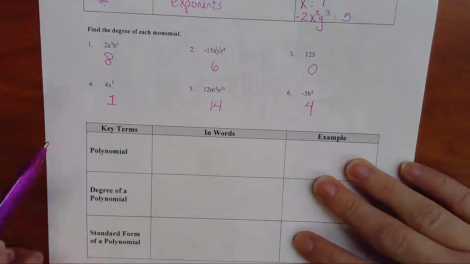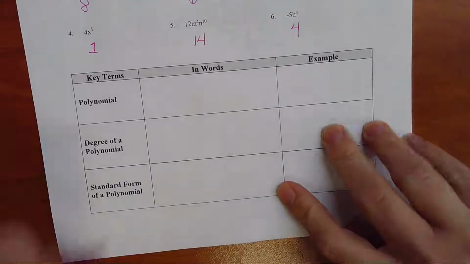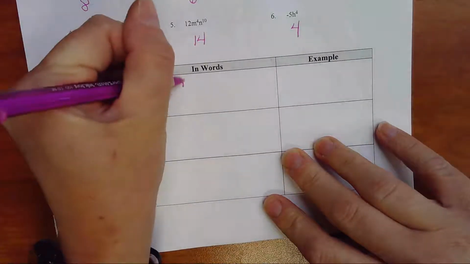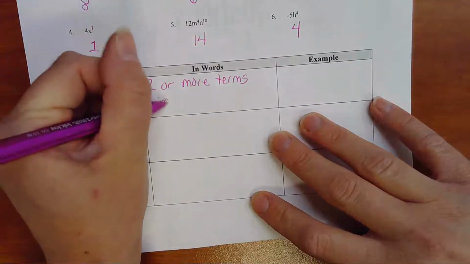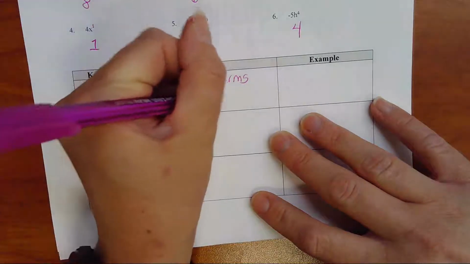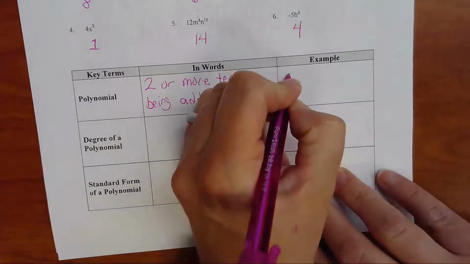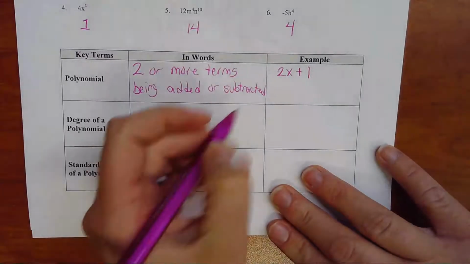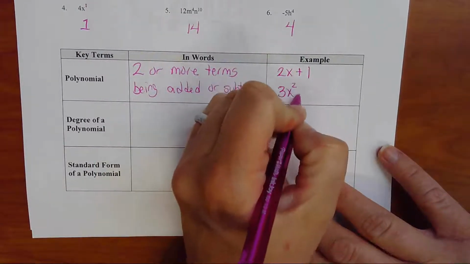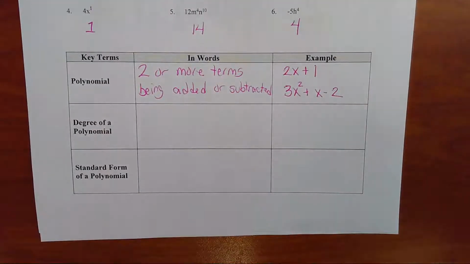So polynomials are basically taking monomials and finding the sum or the difference. So it's 2 or more terms being added or subtracted. So you're going to see them being added or subtracted together. So like 2x plus 1, you're actually going to see the addition. Or you could have like 3x squared plus x minus 2. So that's a polynomial. With a polynomial, we're going to be naming them.